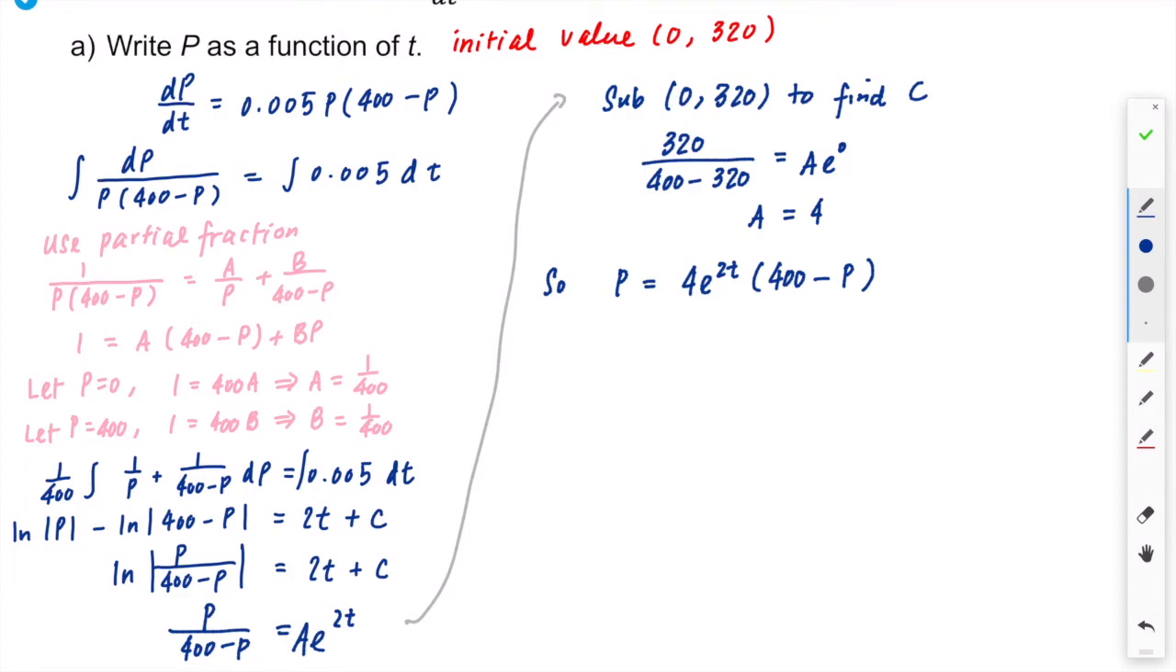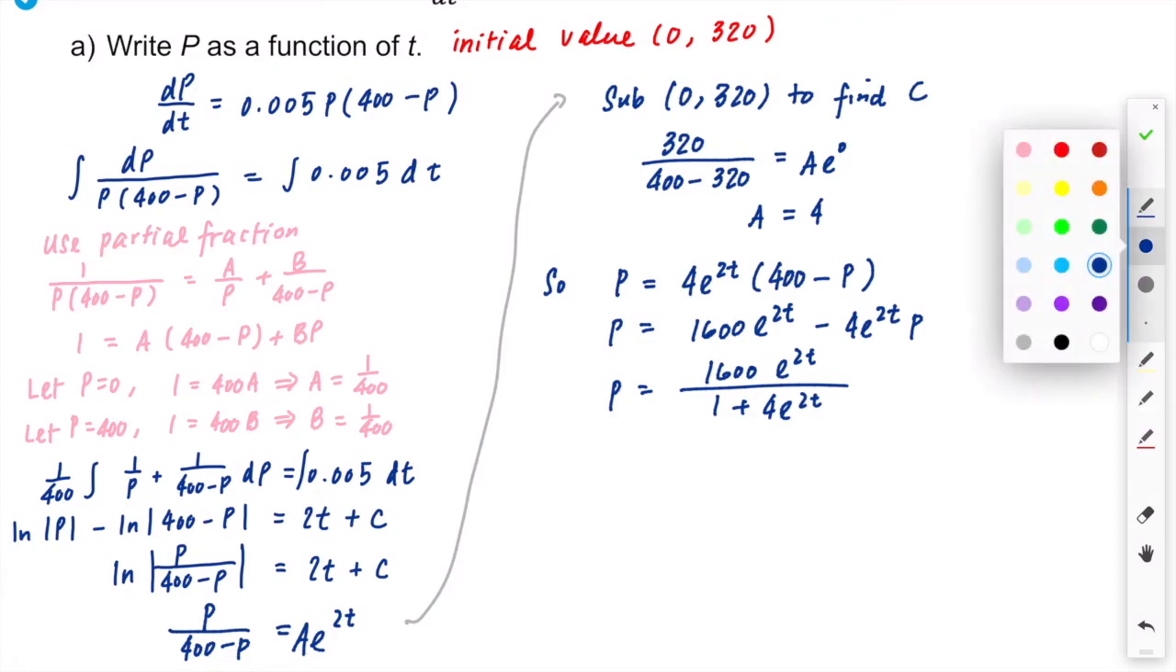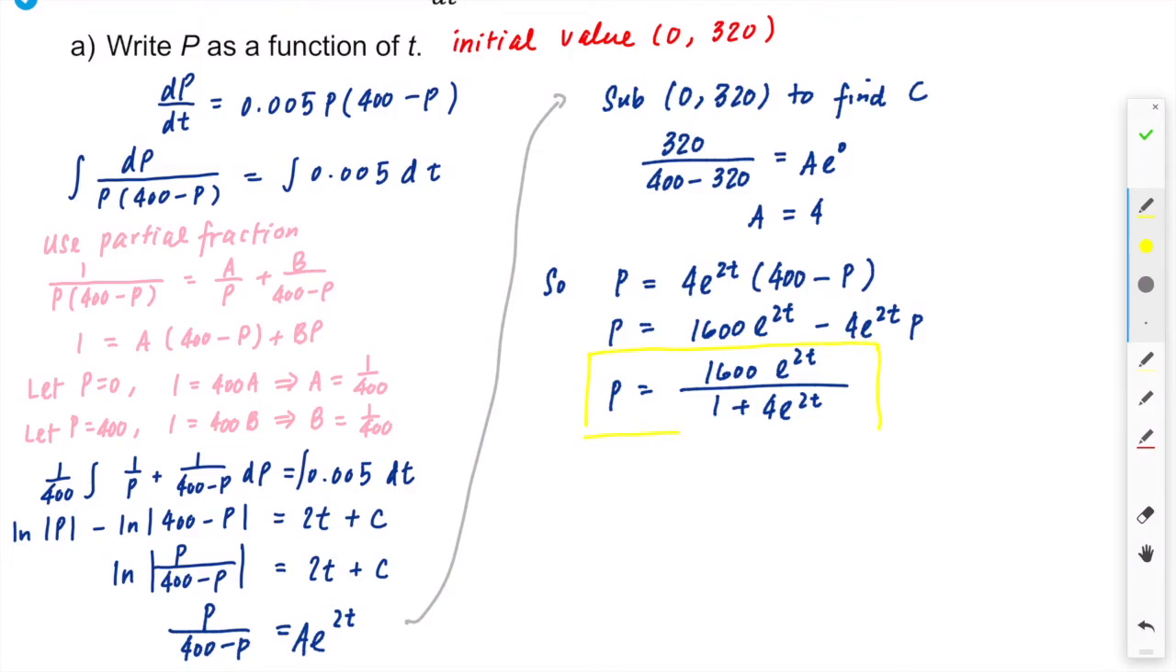So I'm going to gather all the terms with P in it by first expanding the right side. So P is equal to 1600 e to the power of 2t minus 4e to the 2t P. So if I bring that term to the other side, I get a plus 4e to the power of 2t times P. Factoring P, I have P equals 1600 e to the power of 2t over 1 plus 4e to the power of 2t. And this is the model for the population growth of the actual population after t years on this island.